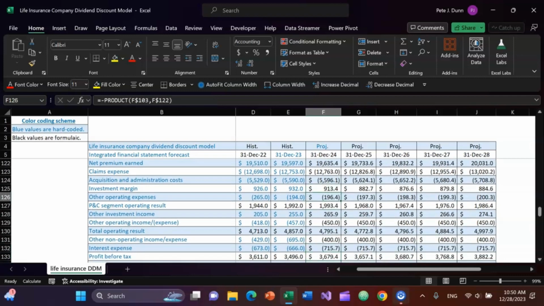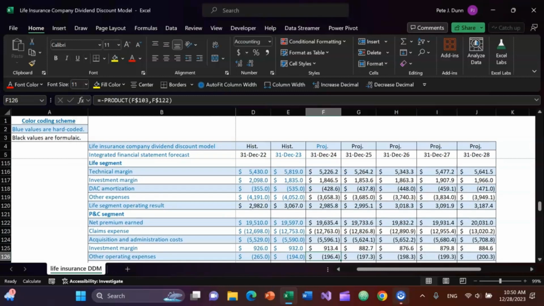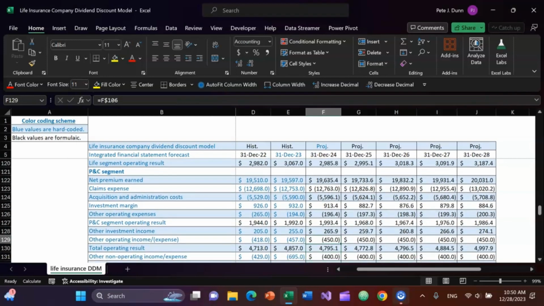Other OpEx is going to be based on net premiums earned times the assumption in row 103, which was other OpEx as a percentage of net premiums earned. F5 enter to get back. Property and casualty operating result, you just sum up rows 122 through 126.